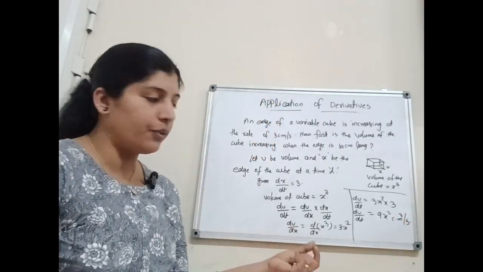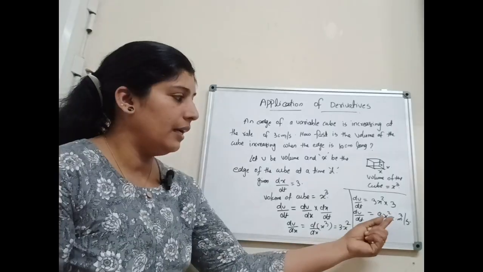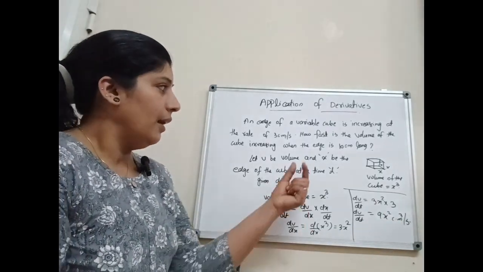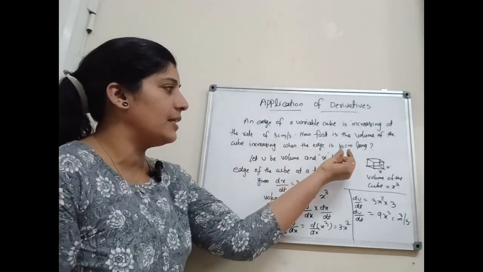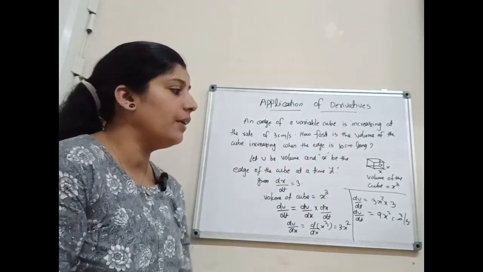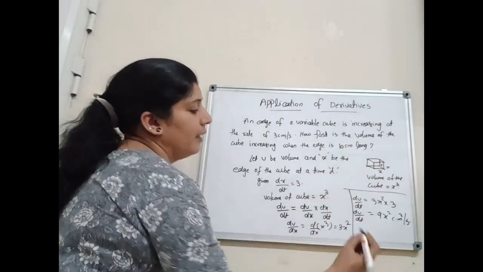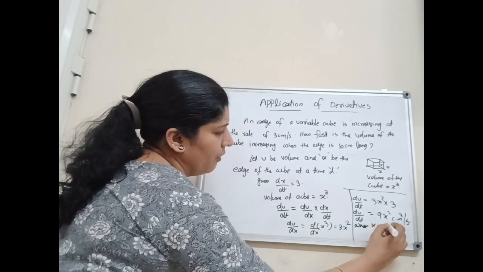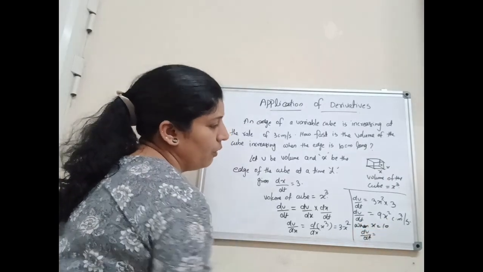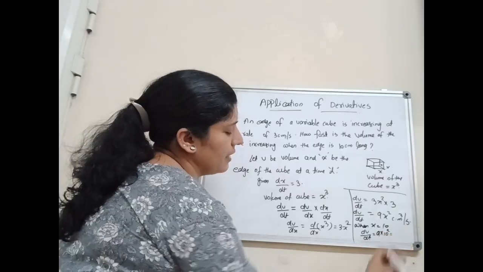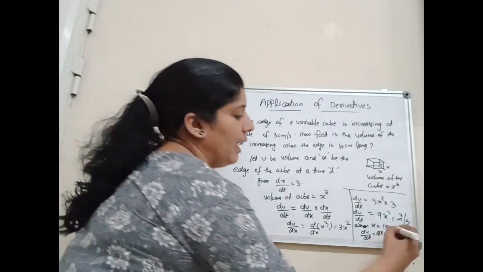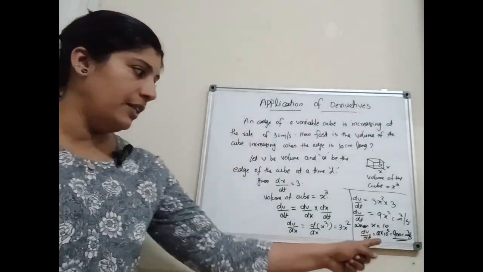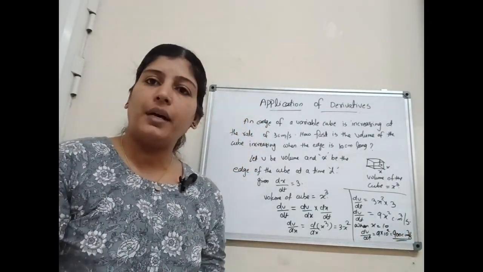Here we calculate the volume of the cube. That's why dv by dt is equal to 9x square centimeter cube per second. Next, how fast is the volume of the cube increasing when the edge is 10 centimeter long? That means we have to substitute x equal to 10. The rate of change of volume when x equal to 10: dv by dt equal to 9 into 10 square, that is 9 into 100, that is 900 centimeter cube per second.